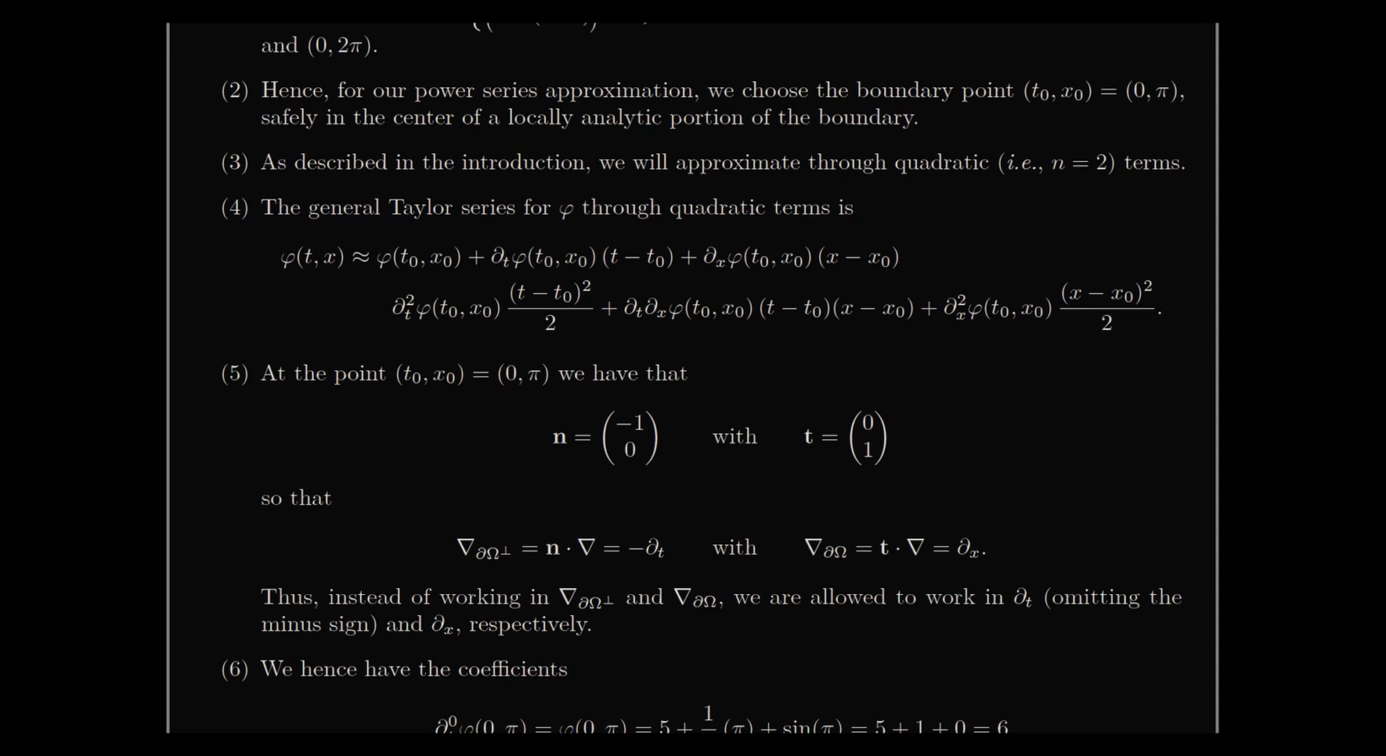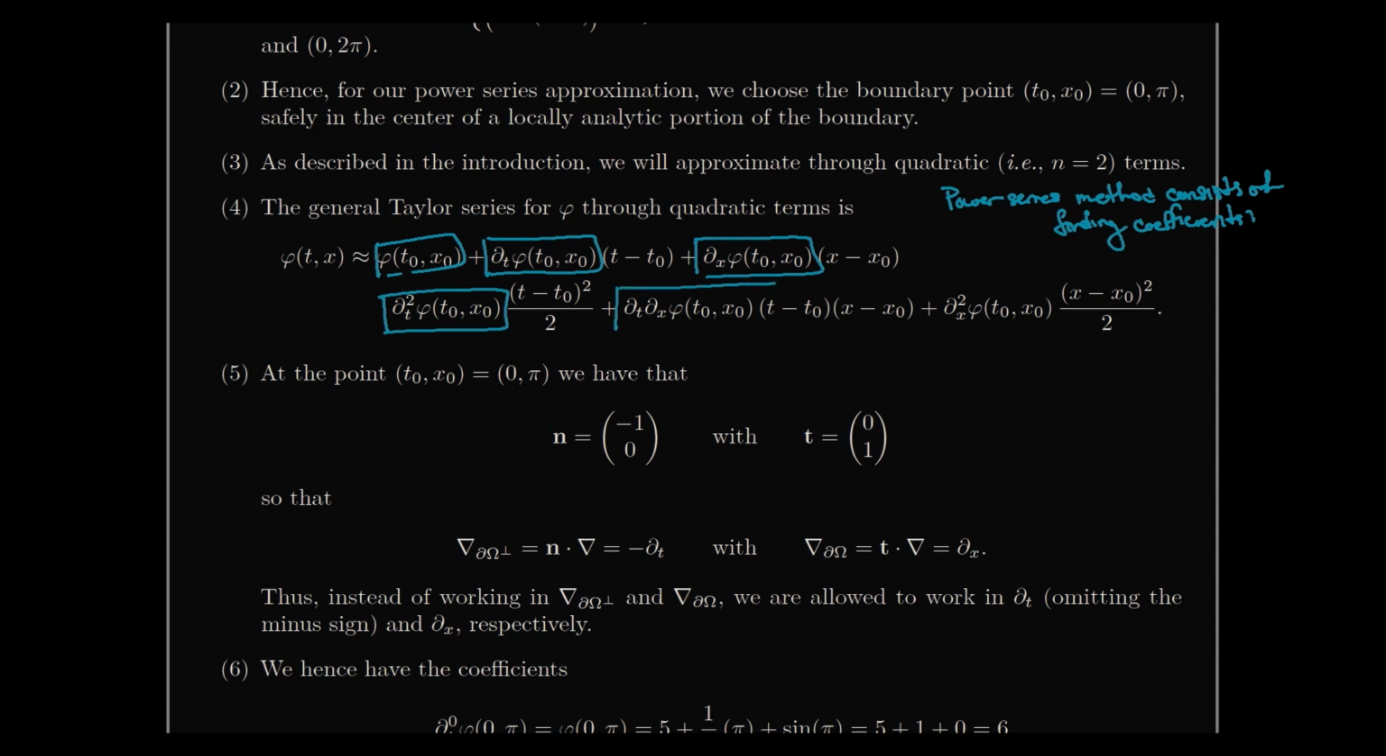So the question becomes, the real power series method consists of finding coefficients. So I've got that one, that one, that one, that one, that one, and this one, basically by any means necessary. Okay, so can I find those 6 coefficients by any means necessary?